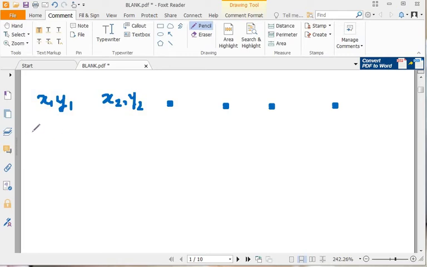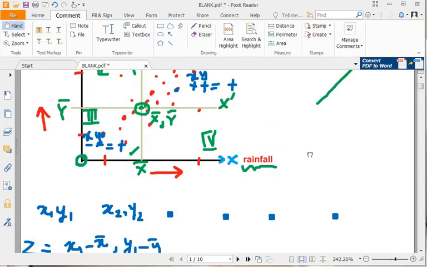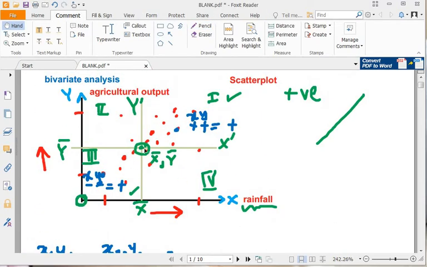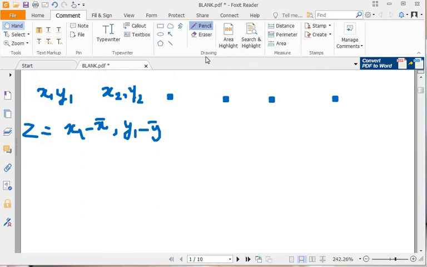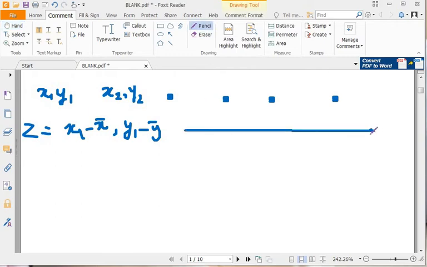What we do is we define a new variable. Suppose we define a new variable and we call that x1 minus x bar, that is one variable, and the other is y1 minus y bar, right? So basically we change the origin of the scale. That is, we are shifting all of this data set with respect to this origin. Initially the origin was here, now the origin is here. And essentially we develop a new data set, Z dashed or maybe Z.